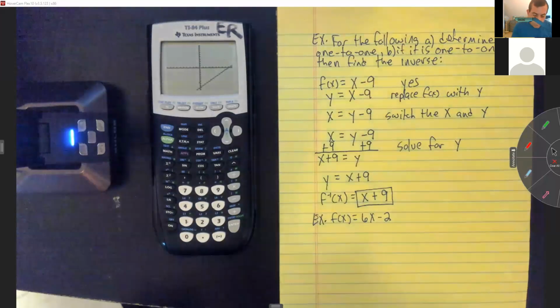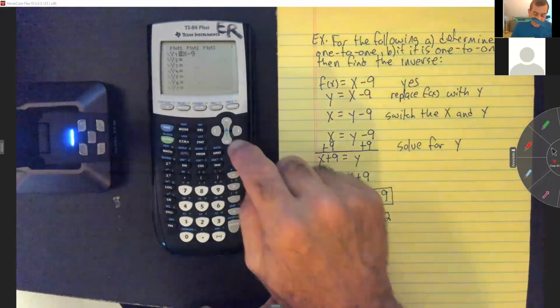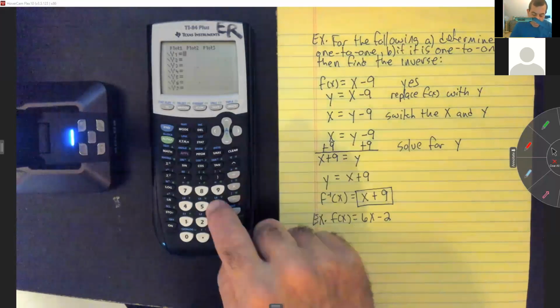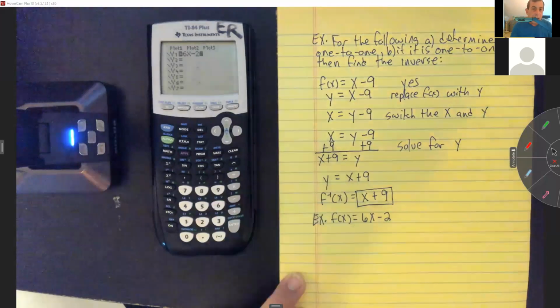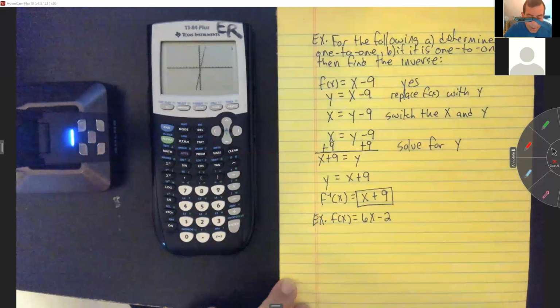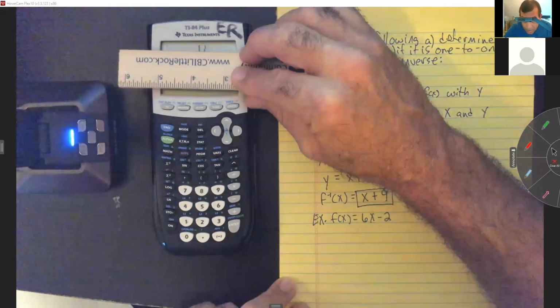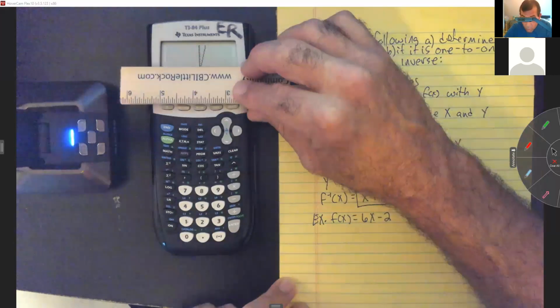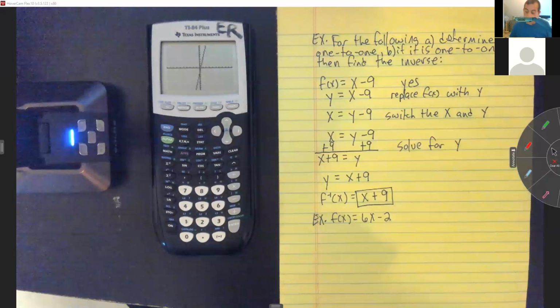All right, so let me see if it's 1 to 1. I'm going to go y equals and clear that out. And then put in a 6x minus 2. So let's hit graph, and that should be another straight line. And then I would just run my little horizontal line down it, and notice it does not intersect it more than once. So this is definitely yes, 1 to 1.